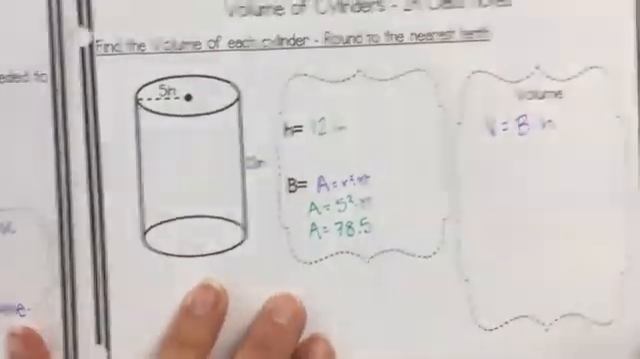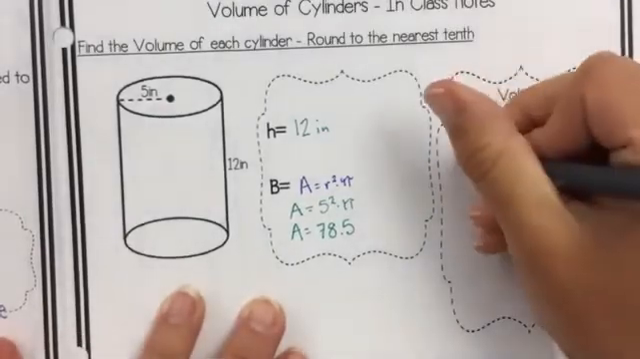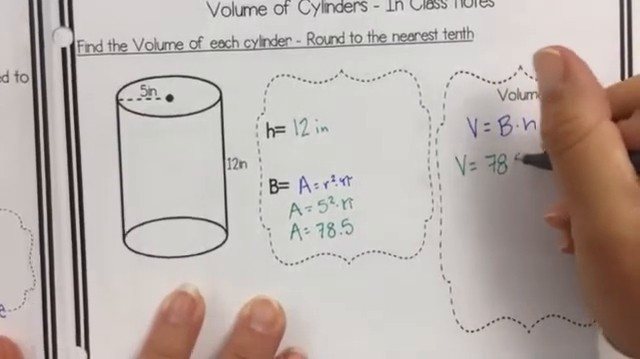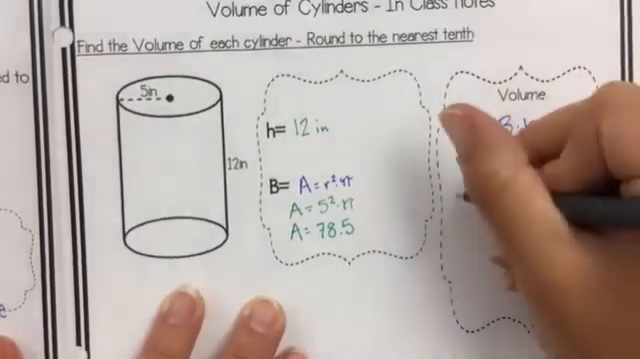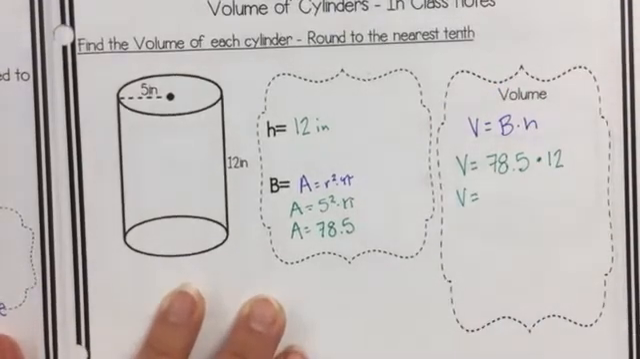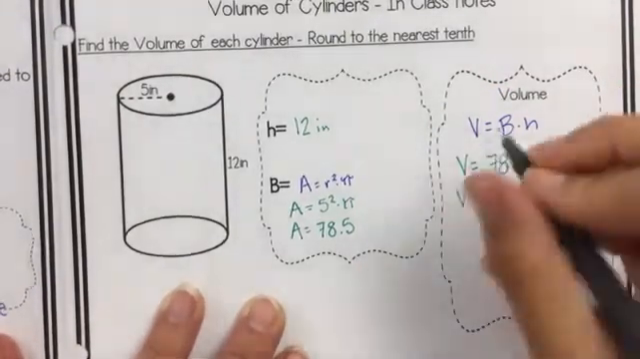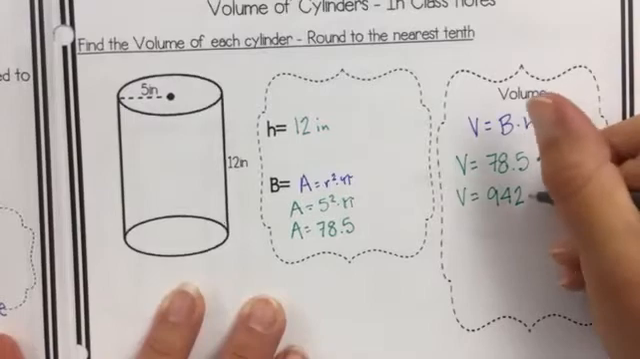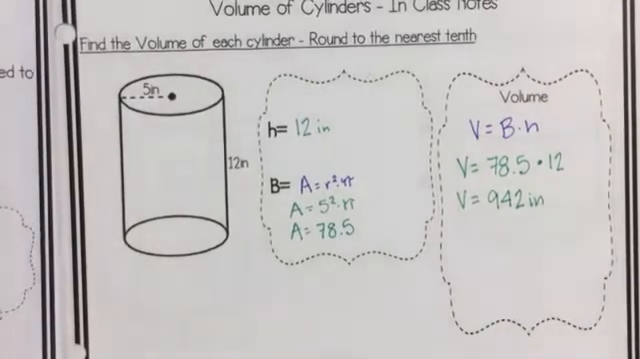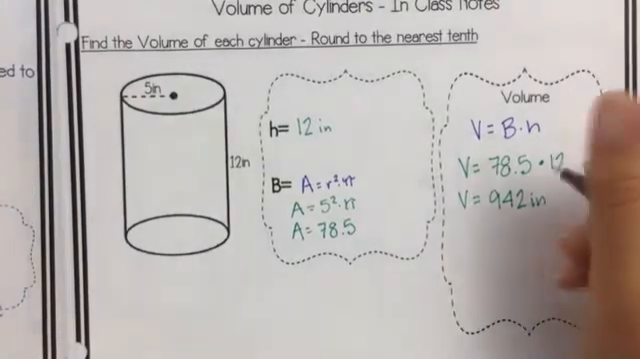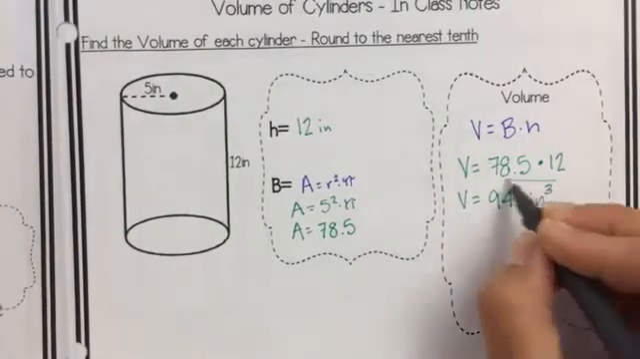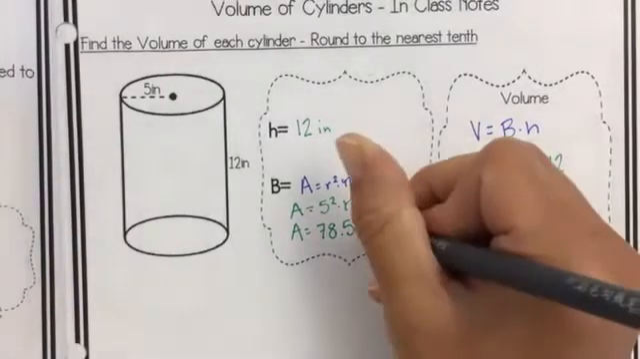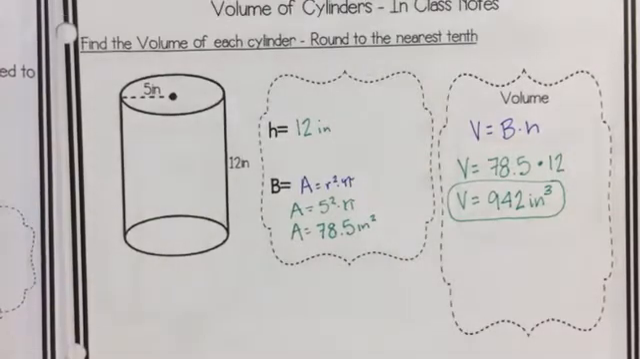Okay, so now we're going to go over here and our volume is going to be 78.5 times 12. So 78.5 times 12. We could use calculators. You do get to use calculators. I get 942 inches. Now volume is cubic. It's 3 dimensions. So it's 3. That's pretty simple. Yeah. So really it's just practicing using a formula.